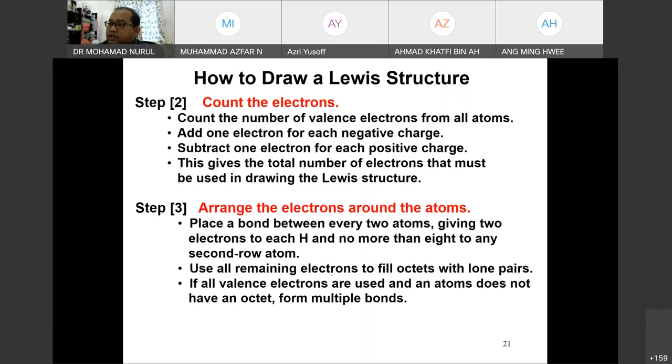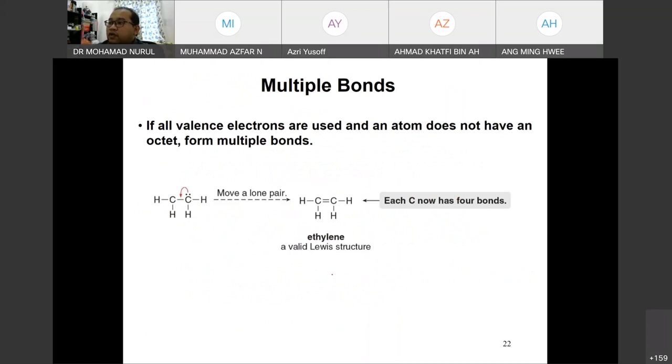So the last one, arrange the electrons around the atoms. So you have to arrange and follow the rules. Okay, assign the formal charge for all atoms. Okay, so if all valence electrons are used and an atom does not have an octet, form multiple bonds. For example, if the carbon here doesn't follow the octet rule, you have to put more bonds, that's why it becomes a double bond here. For example, carbon has to make four bonds. So if you realize they have three bonds only, it means they have to make double bonds or triple bonds.